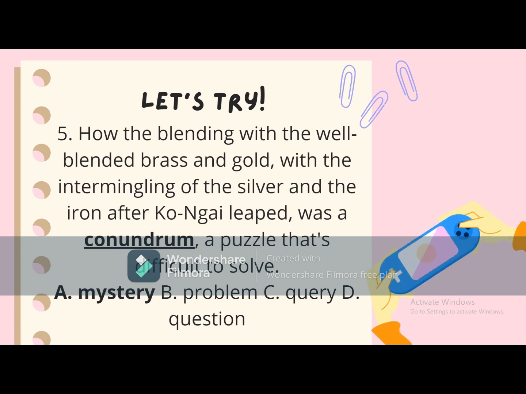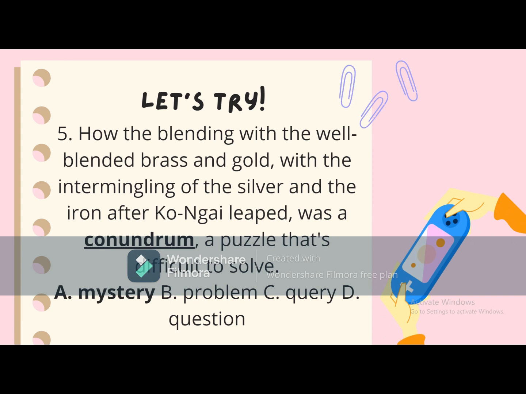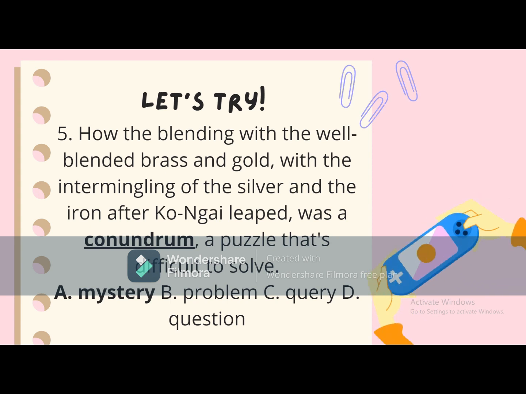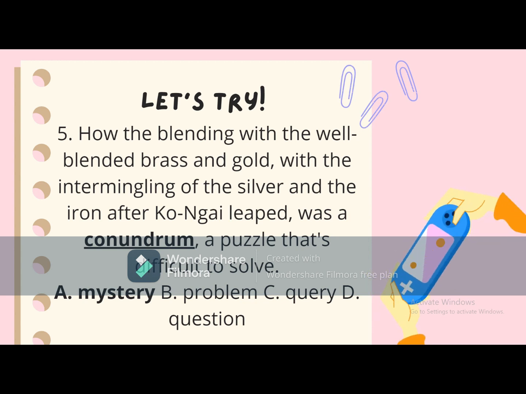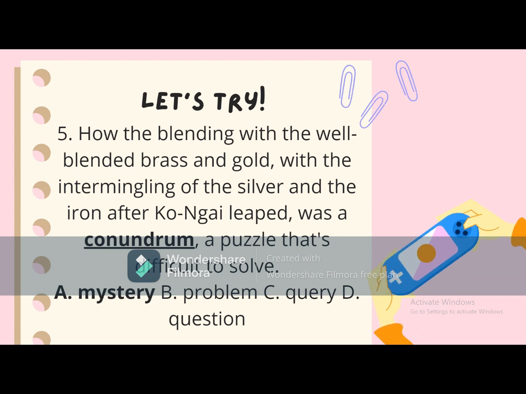Next we have the 5th and the last one. How the blending with the well-blended brass and gold with the intermingling of the silver and the iron after Kongay leaped was a conundrum. A puzzle that's difficult to solve. Oh, and conundrum means mystery. Diba? A puzzle that is difficult to solve, that is something mysterious. So, conundrum means mystery.